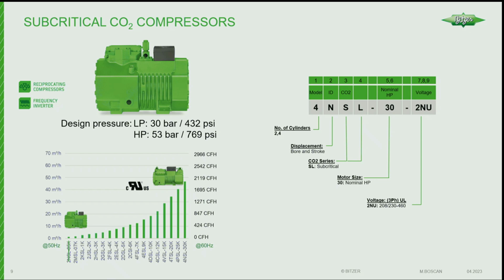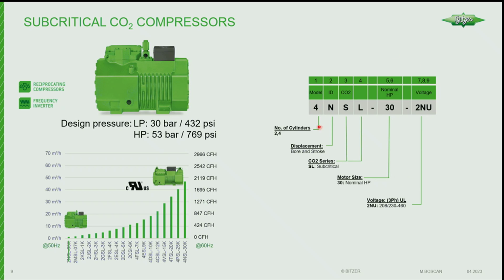If you sat through some other presentations, BITZER has two types: subcritical and transcritical, which is basically whether you're operating within the vapor dome or outside of the vapor dome. Subcritical compressors for CO2 look a lot like all our HFC compressors. One way you can identify a CO2 compressor is there's a pressure relief valve. For our subcritical SL series, the pressure relief valve is on the suction service valve.